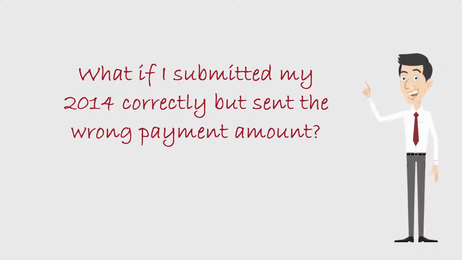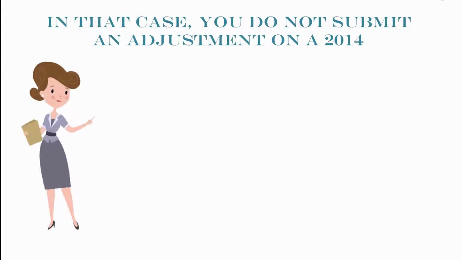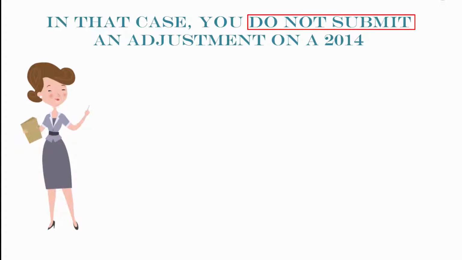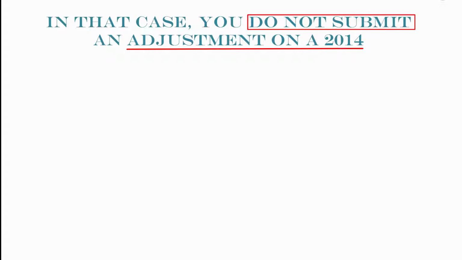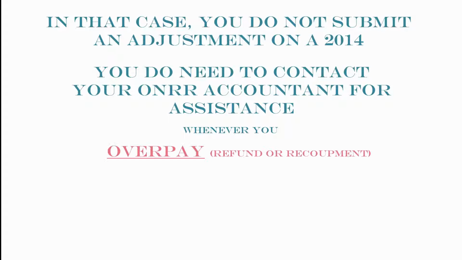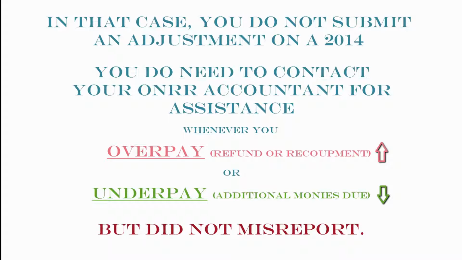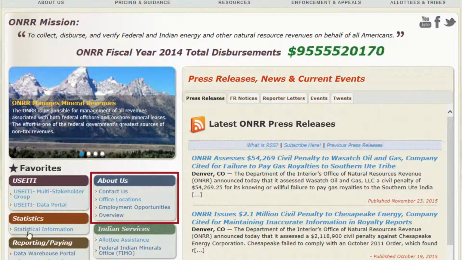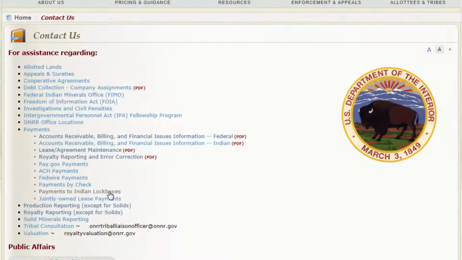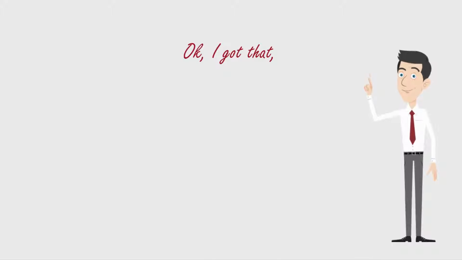What if I submitted my 2014 correctly but sent the wrong payment amount? In that case, you do not submit an adjustment on your 2014. You do need to contact your ONRR accountant for assistance whenever you overpay or underpay but did not misreport. To reach your ONRR accountant, open onrr.gov, click on the Contact Us icon, and select the appropriate contact list.